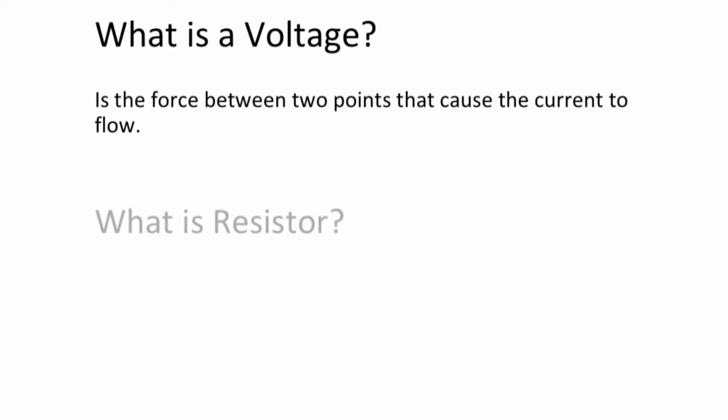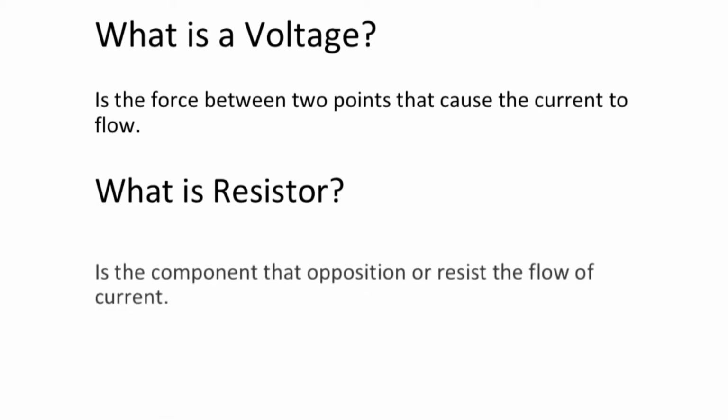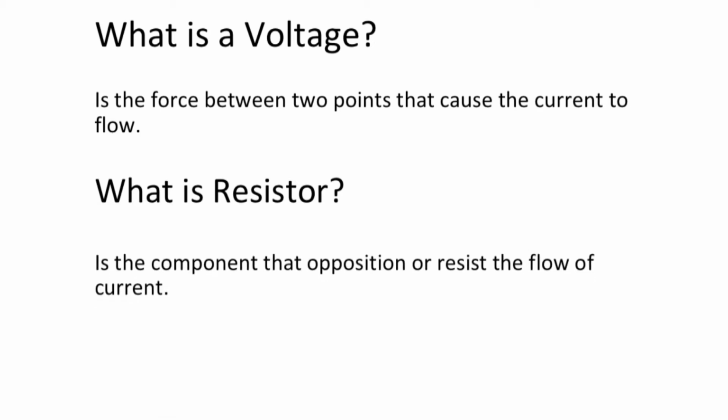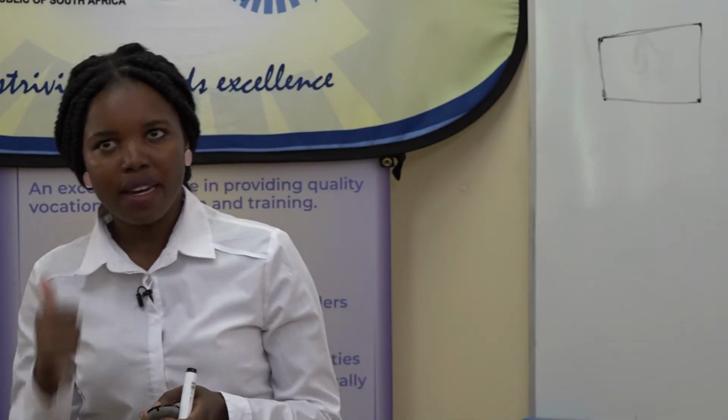And then we look at the resistor. What is a resistor? A resistor is a component that opposes the flow of current. Remember, for example, in our house wiring we have bulbs. Bulbs are resistors because when the current is flowing, they resist. In other words, they draw the current.